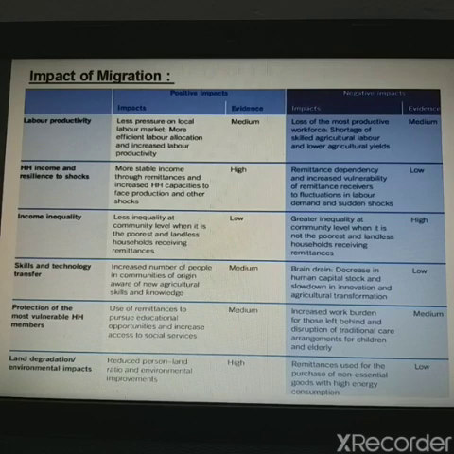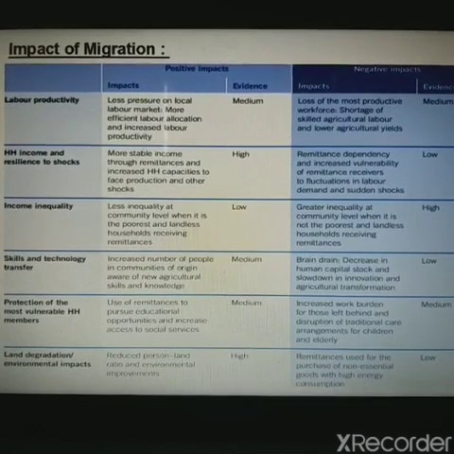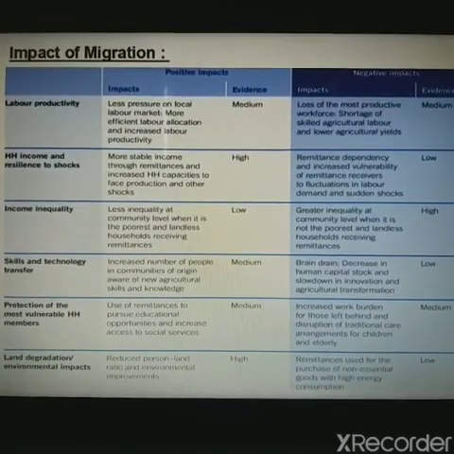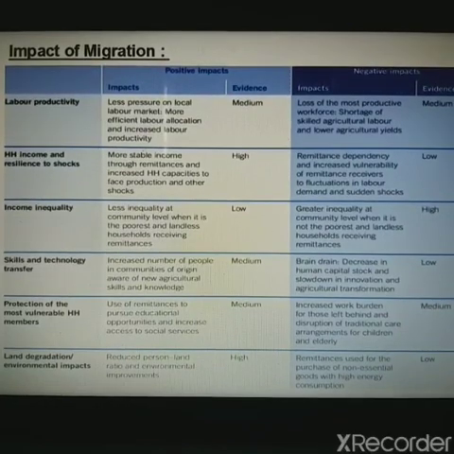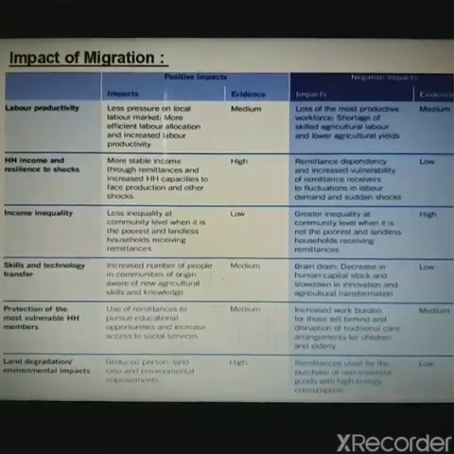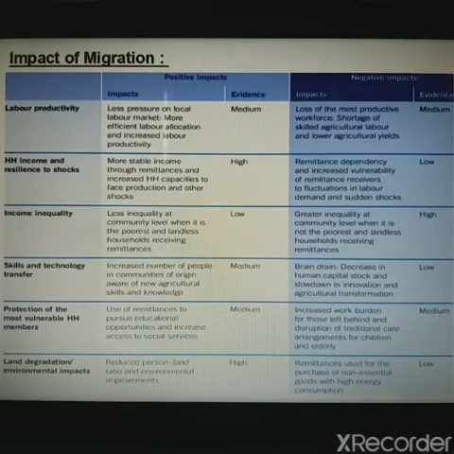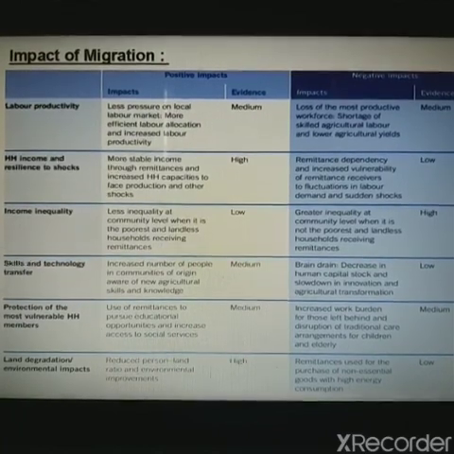Okay, so students, go through these positive impacts and negative impacts of migration properly and complete your assignment which I had given in the previous module. And in the next module, we'll discuss brain drain and impacts of brain drain. Thank you.